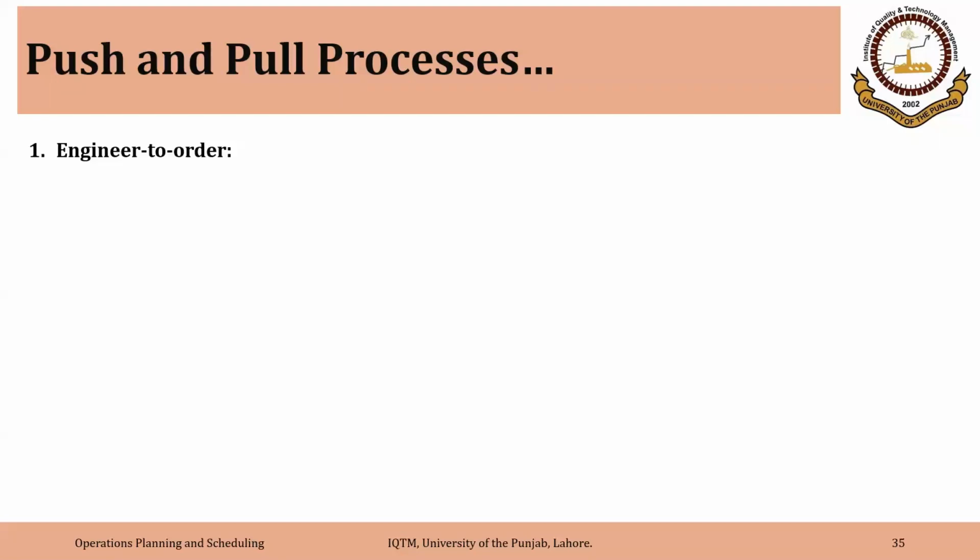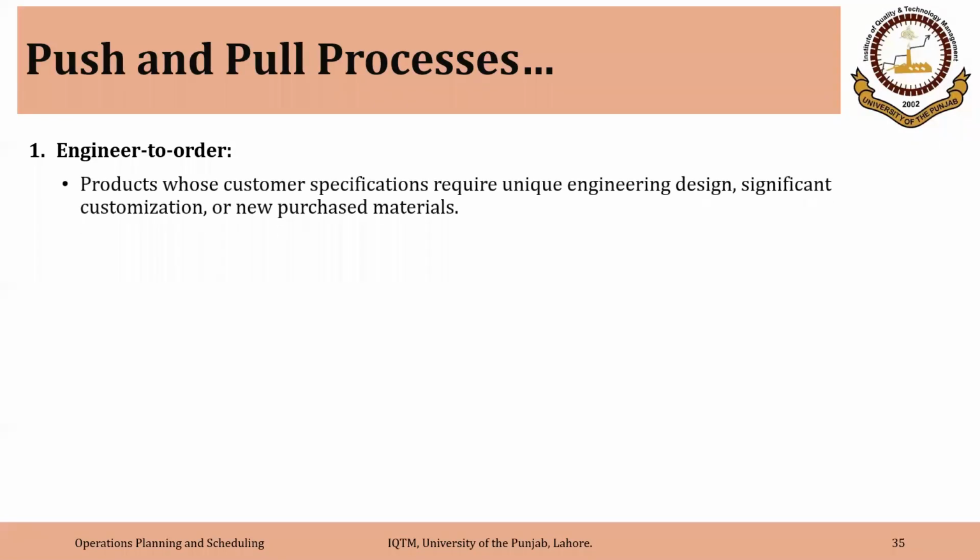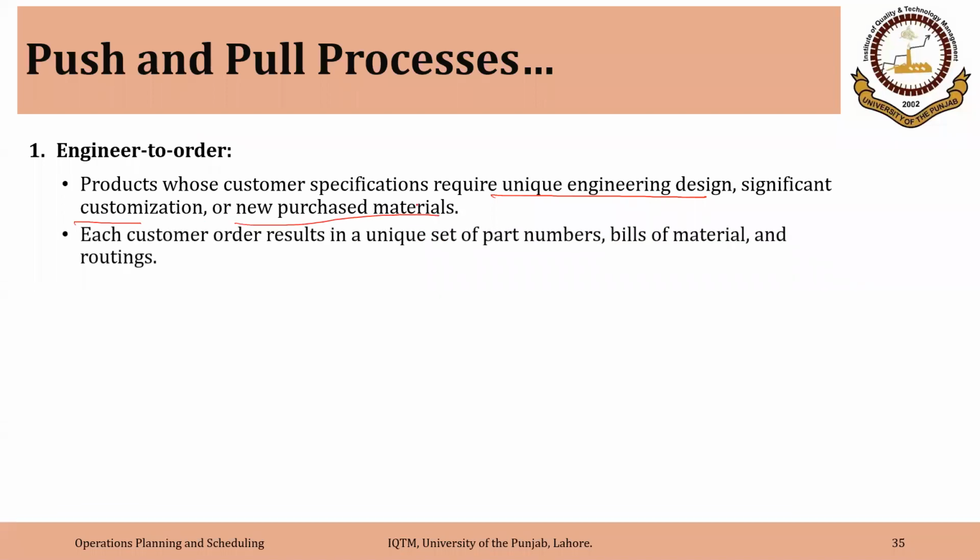The first one is engineer to order. The products whose customer specifications require unique engineering design, significant customization, and new purchased material are engineered to order products. Each customer order results in a unique set of part numbers, bill of materials, and routings. So we make unique products as per customer specifications in engineer to order organizations.